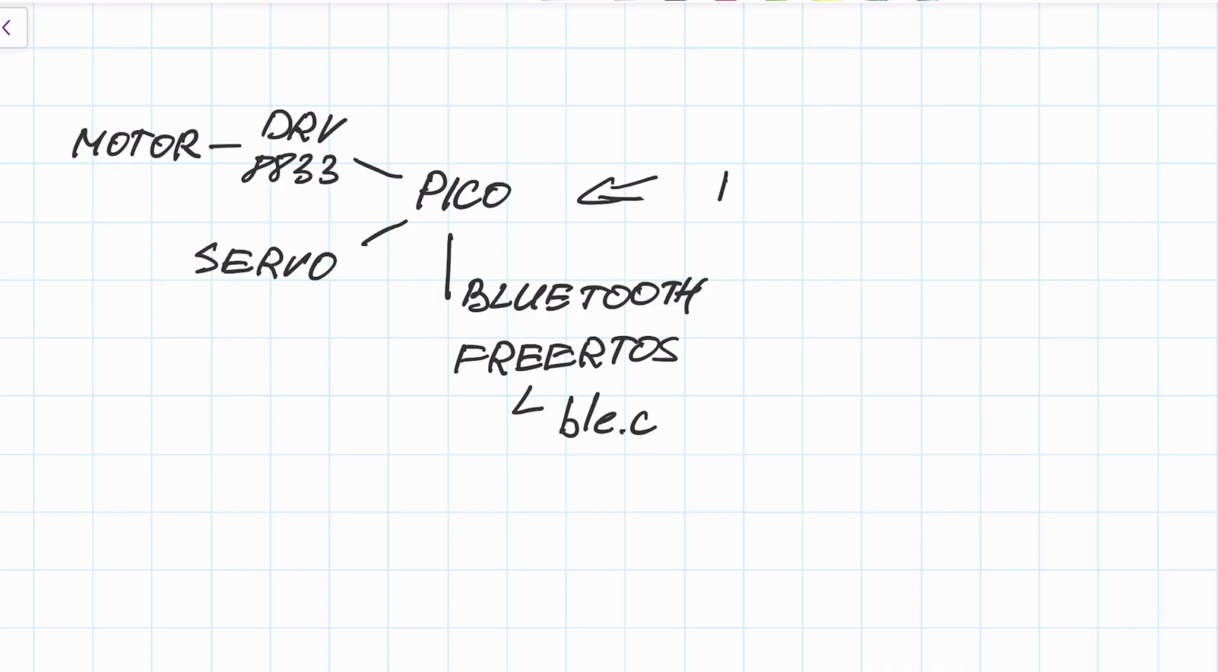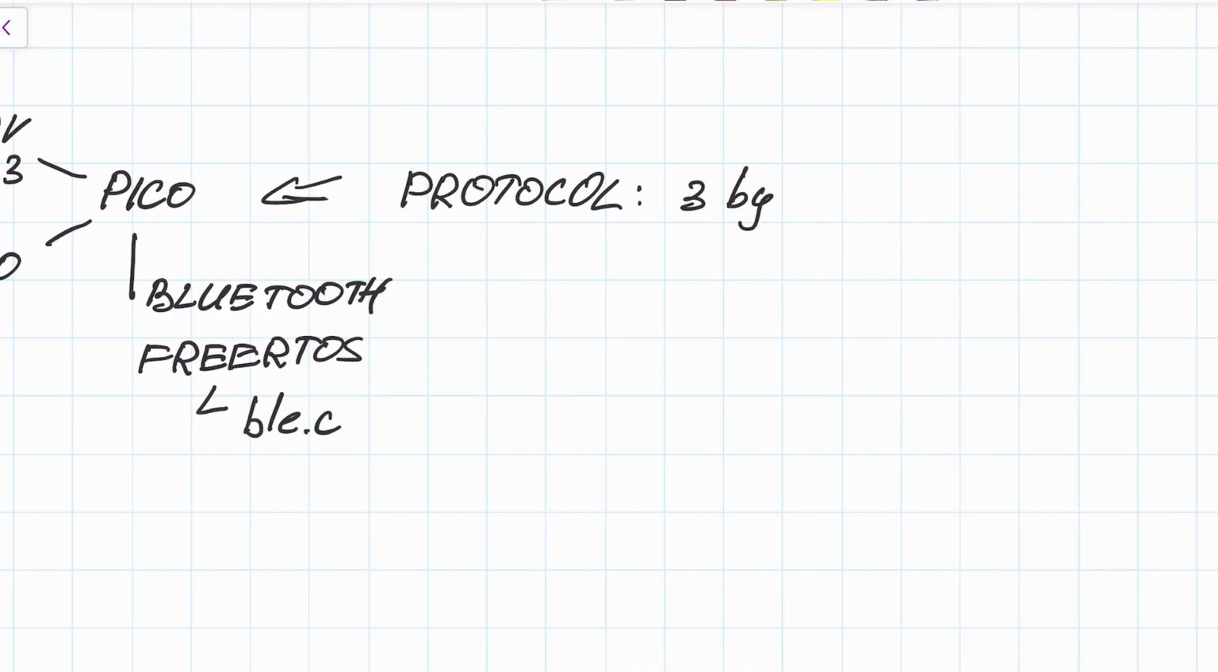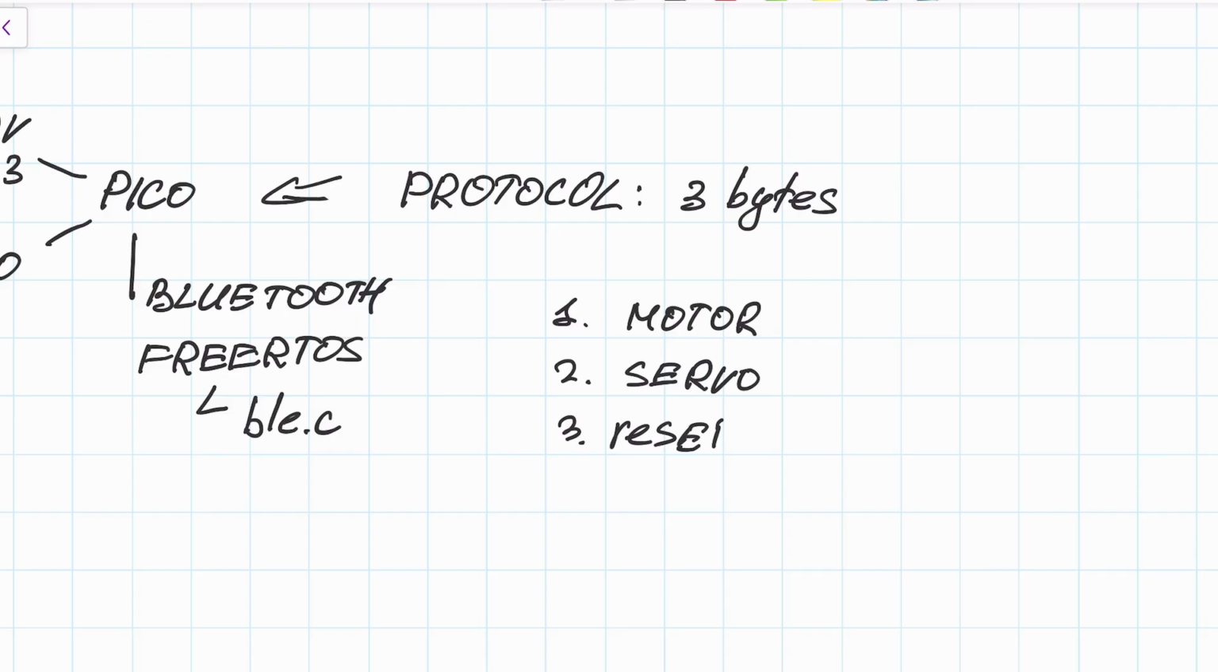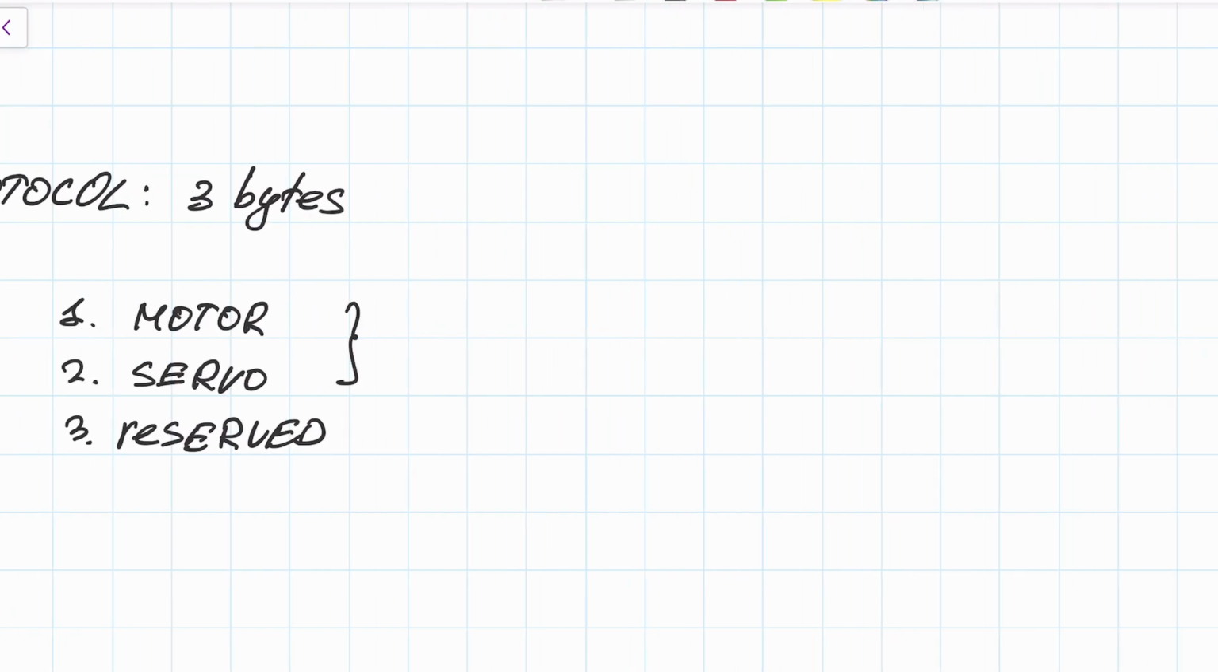The communication protocol itself is intentionally very simple. Each command is just 3 bytes long. The first byte controls the motor, the second byte controls the servo, and the third byte is reserved for future use. All command values are in the range from 0 to 200.